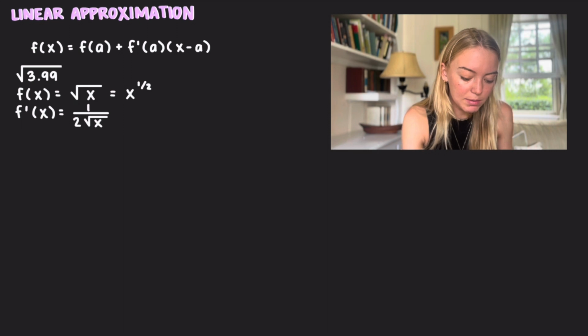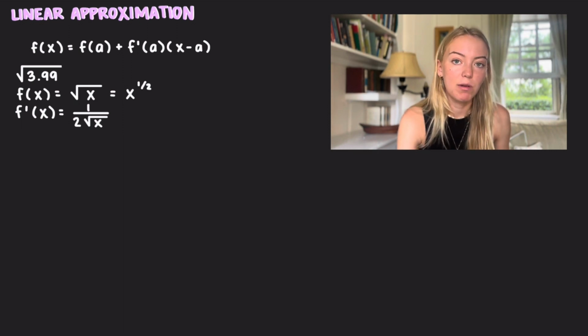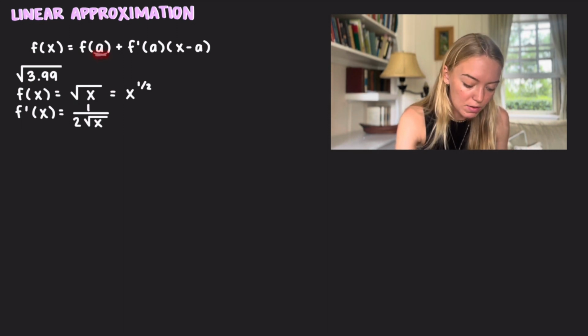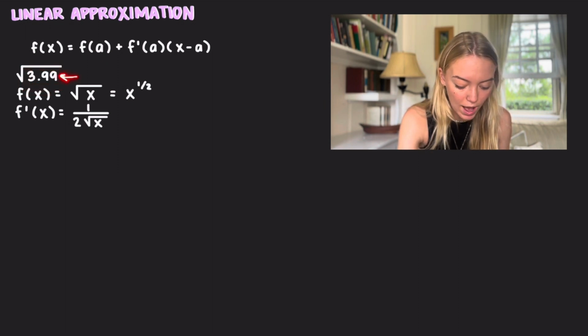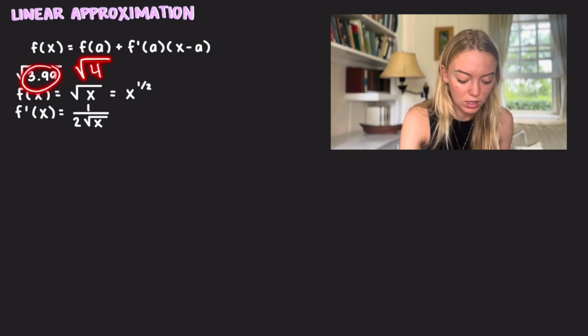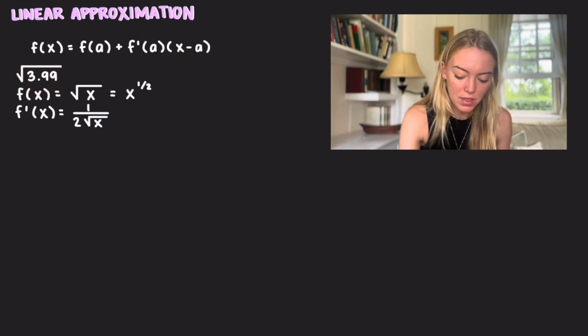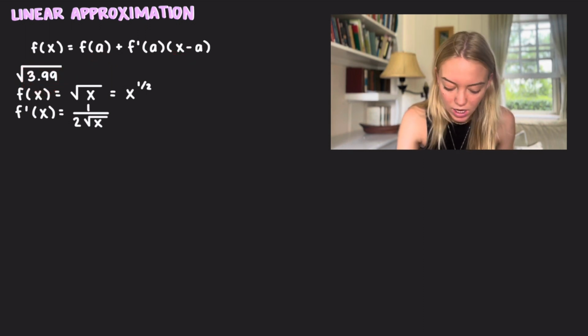Okay, now it's time for us to find our a. Remember, our a is going to be whatever number is closest to this wacky number here that we know the answer to. And we do know the answer to the square root of 4, which is super close to this. So our a is going to be 4 and our x is going to be 3.99. So now it's time to plug and chug.